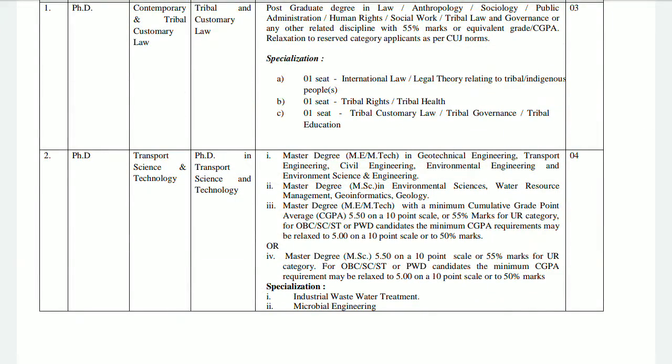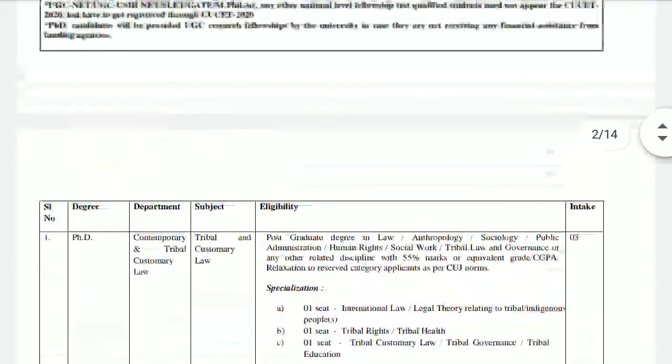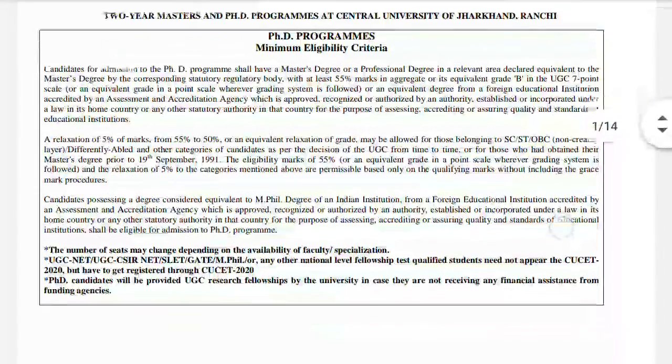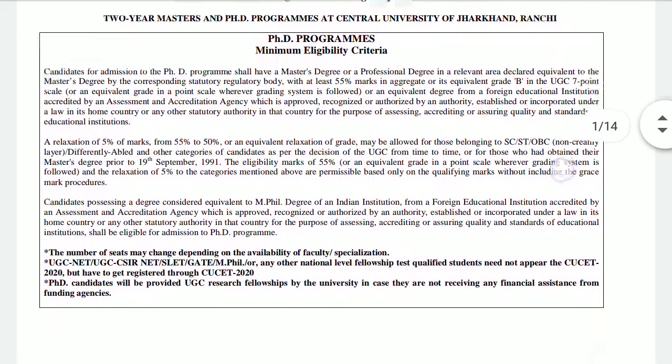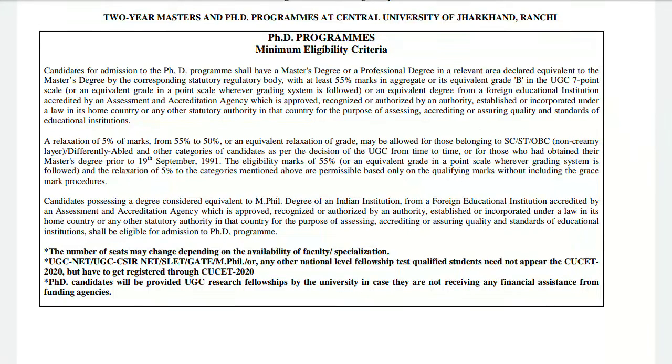So you can see that the eligibility criteria for PhD is any master degree which is closely relevant to the subject which you are applying. And if you have qualified the UGC NET, here it is mentioned that if you have UGC NET, UGC CSIR NET, SLET, JRF, GATE, MPhil, you are exempted from the entrance examination. You can directly join, but you have to apply through the CUSET link I will give in the description box. You have to directly appear for the interview, so you can get admitted into PhD in Central University of Jharkhand, Ranchi.